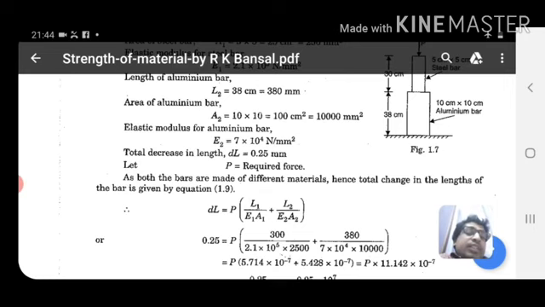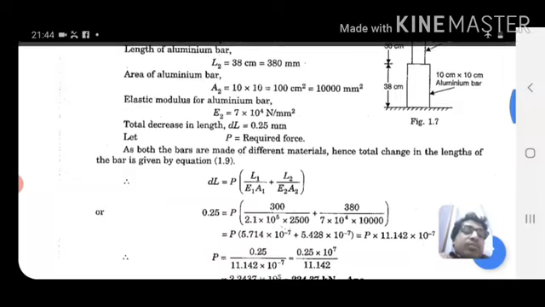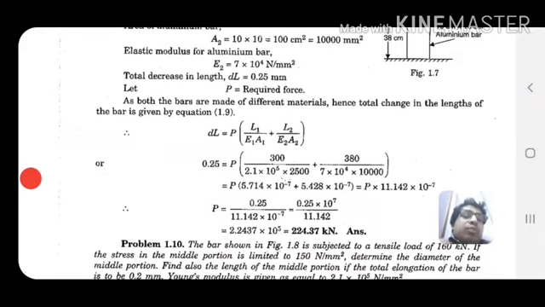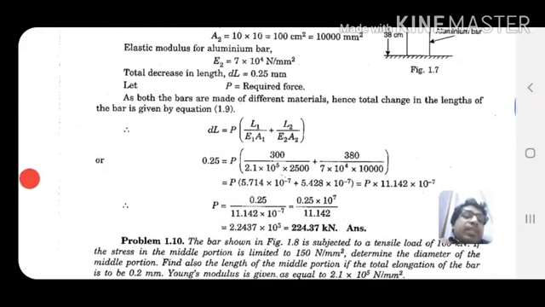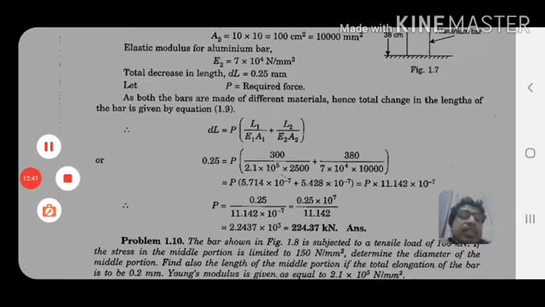So total decrease in length, DL, is equal to 0.25 millimeter. Let P be the required force. As both the bars are made of different materials, hence the total change in the length of the bar is given by DL.